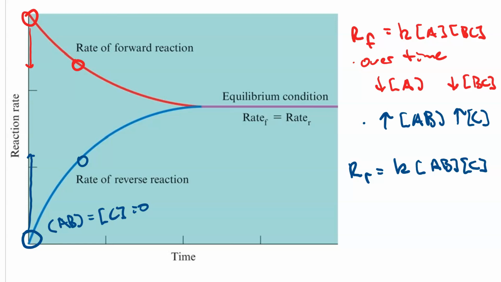And then if we move forward in time and we take another snapshot, the rates are converging because the concentration of reactants is going down and the concentration of products is coming up, until we reach this point right here, which is equilibrium.